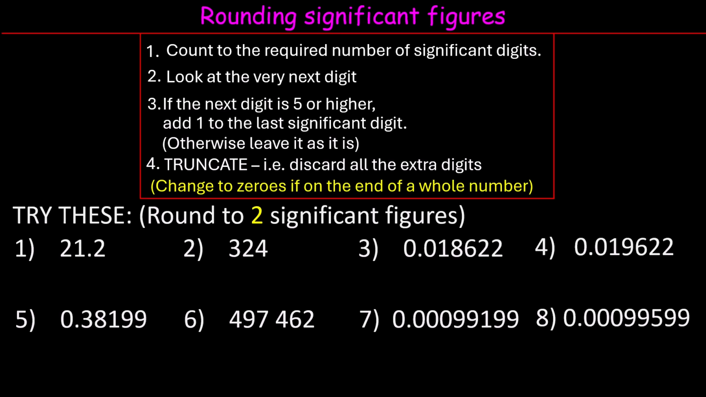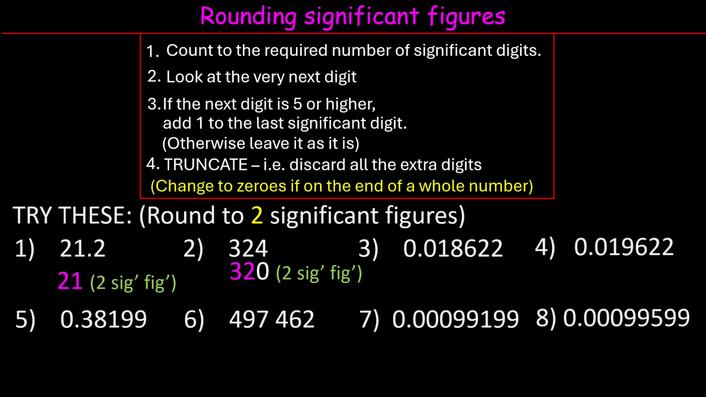Here are some examples for you to try. Round them to have only 2 significant figures. The first becomes 21 since the 2 is clearly less than 5. In number 2, we have 3 digits but require only 2 significant figures. The 4 means that we do not round the 2 up, we leave it as it is. However, we need to place a 0 where the 4 was. In other words, 324 is closer to 320 than 330. Without the 0, it would look like 32.